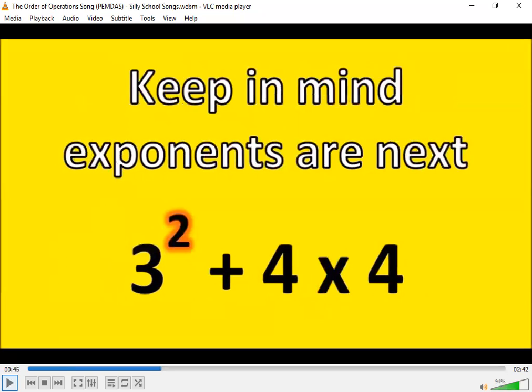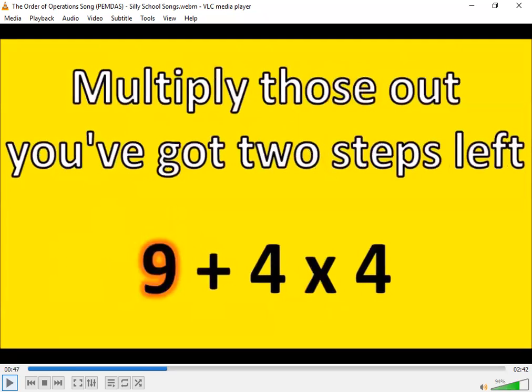Step 2: we have to simplify the exponents. So the question becomes 9 plus 4 times 4. Now, we will do 4 multiplied by 4 first, because here we have plus and we have multiply. You have to go back directly to the order of operations, which told us that we work with multiply if it comes before add. Then we will simplify 4 times 4.